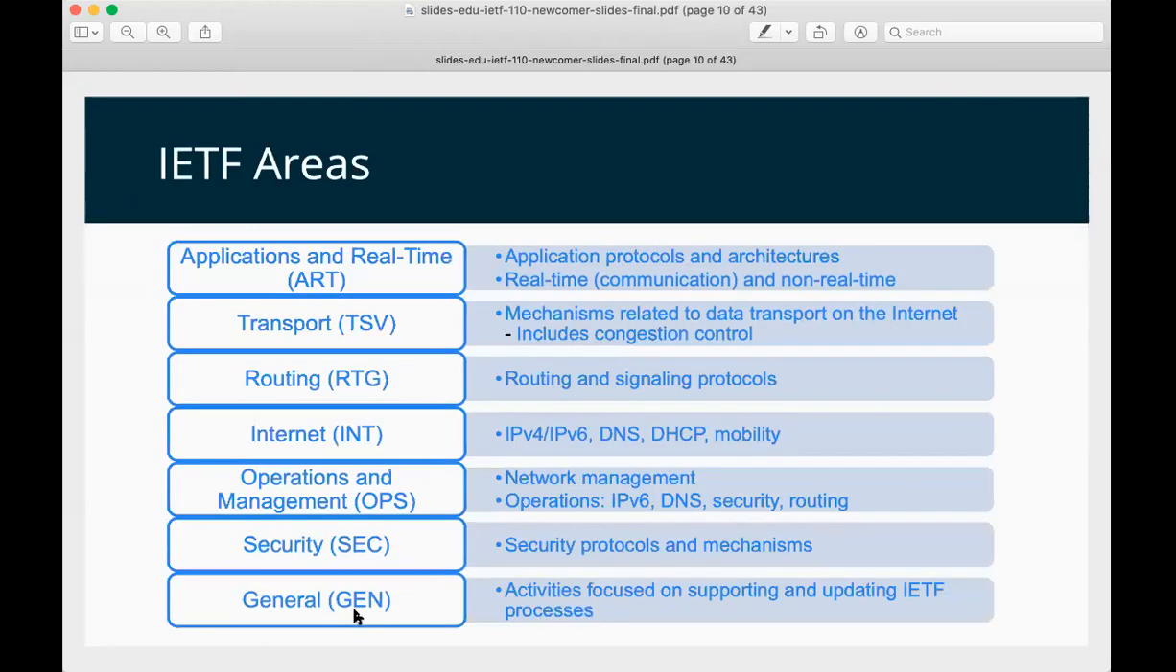The IETF is divided into seven work areas, and this is just an organizational mechanism to keep all of the work organized. There is the applications and real time area. So all of your SIP, your voice over IP, those types of technologies are there. Transport, so TCP, UDP, QUIC, a new emerging standard there. Routing, all of the routing protocols. So all the BGP work and those kinds of things are done in the routing area. MPLS is done in routing.